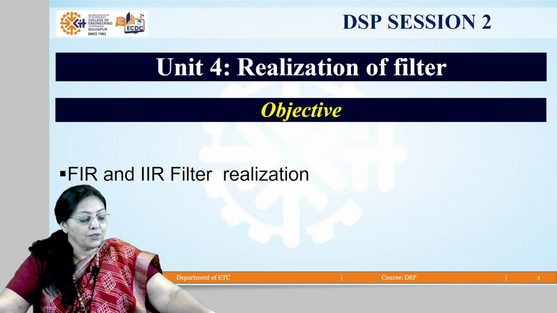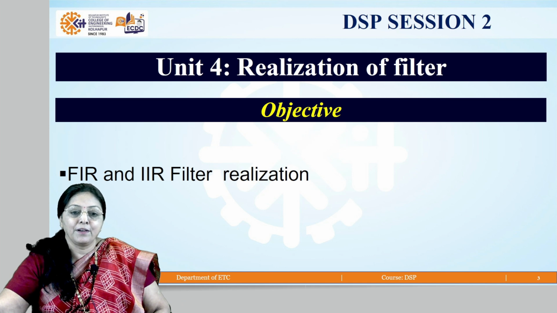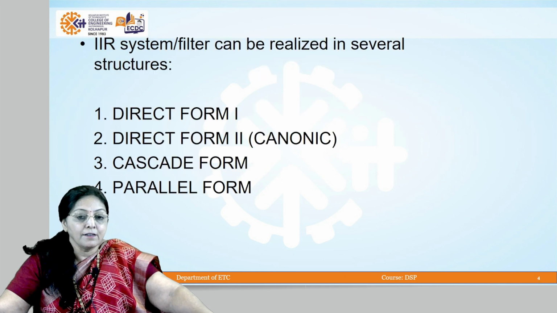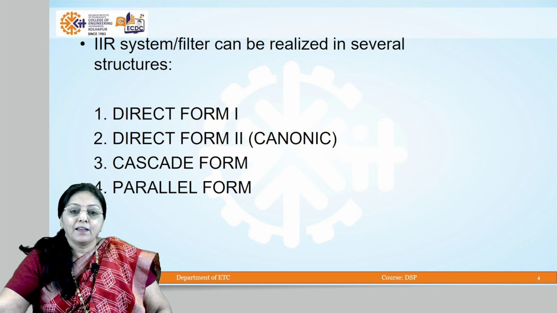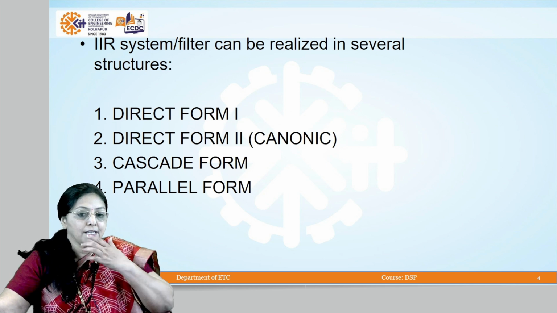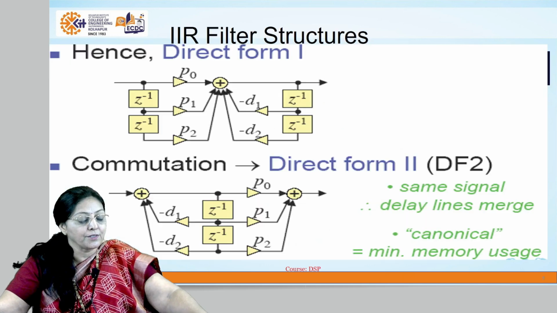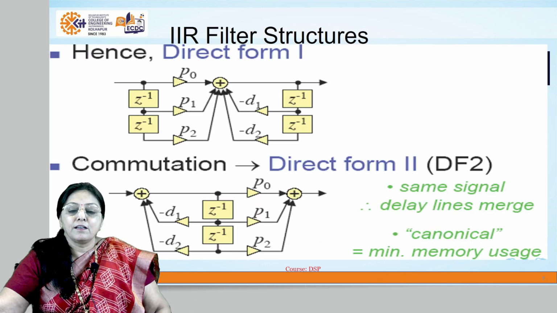In the previous lecture we studied how to realize FIR filter. Now we are going to focus for today's session on IIR filter realization. The IIR filter can be realized in several structures, that is direct form 1, direct form 2, cascade form and the parallel form realization. This is a general IIR filter structure, direct form 1 and direct form 2.